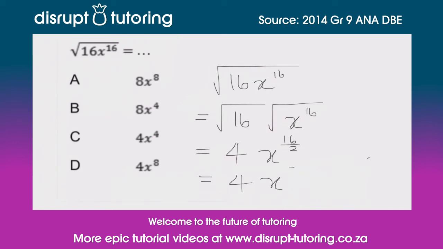16 divided by 2 is 8. So our answer to this question is going to be 4x to the 8, which is D, and that gets us a mark. Really good job.